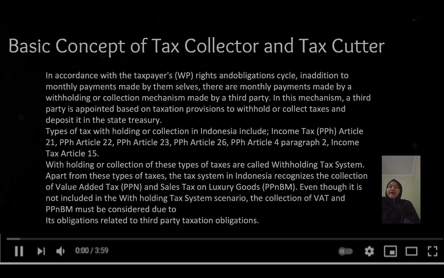Withholding or collection of these types of taxes is called the withholding tax system. Apart from these types of taxes, the tax system in Indonesia recognizes the collection of value-added tax (PPN) and sales tax on luxury goods (PPnBM). Even though it is not included in the withholding tax system scenario, the collection of VAT and PPnBM must be considered due to its obligations related to third-party taxation obligations.